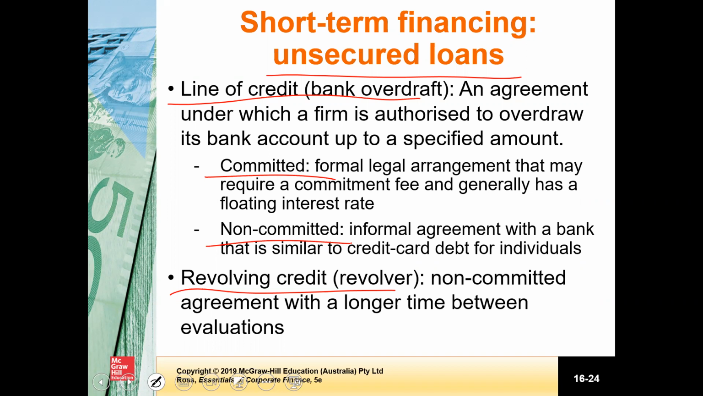Committed lines of credit are more formal legal arrangements and often involve a commitment fee paid by the firm to the bank. The interest rate on the line of credit is usually floating. A firm that pays a commitment fee for a committed line of credit is usually buying insurance to guarantee that the bank cannot back out of the agreement, provided there is no material change in the borrower's status.